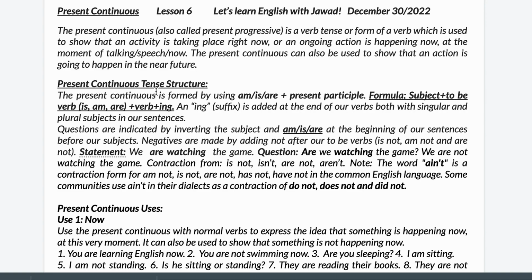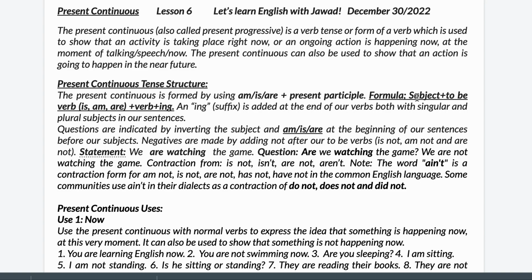So, present continuous tense structure. Here we're going to talk about how to structure our sentences when we are speaking in present continuous tense. The present continuous is formed by using am, is, are. We know that we use am for I, is for third person singular, and are for second person and first and third person plural, plus the present participle. The present participle means the ing form or gerund form of a verb. So that's the easy way to explain it.